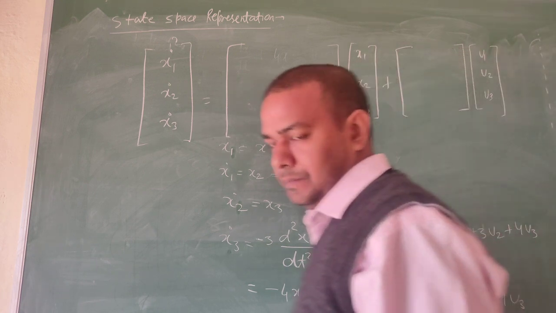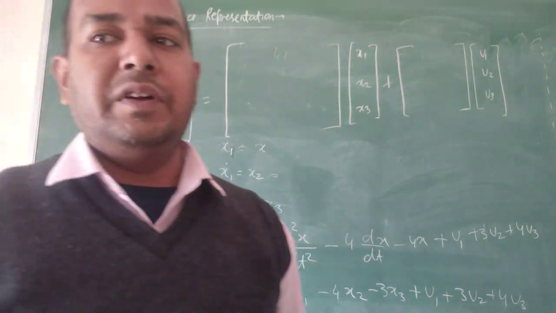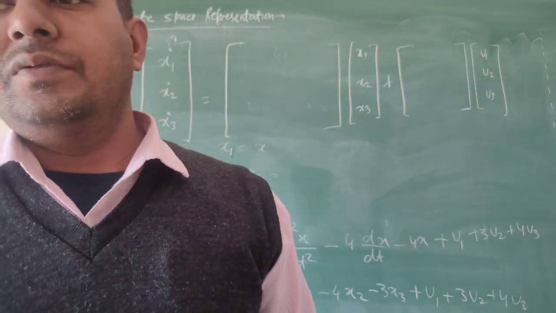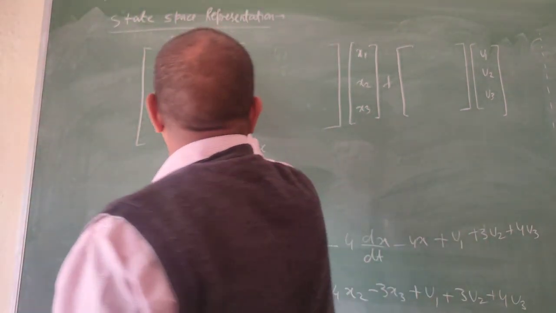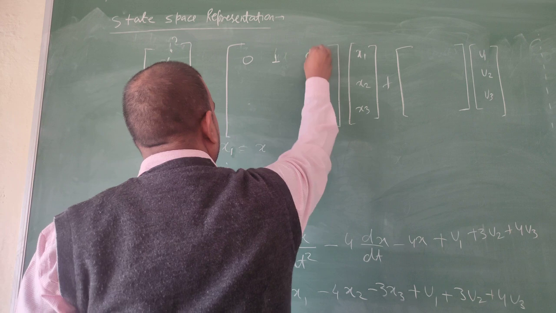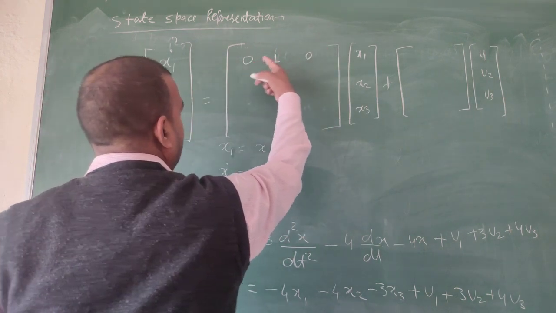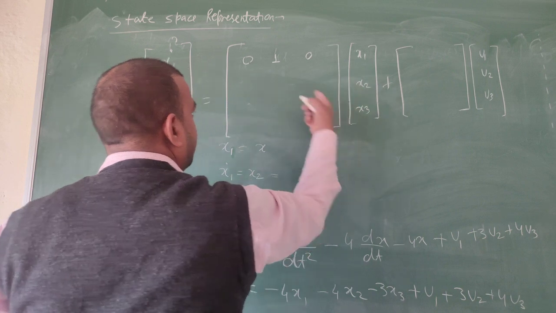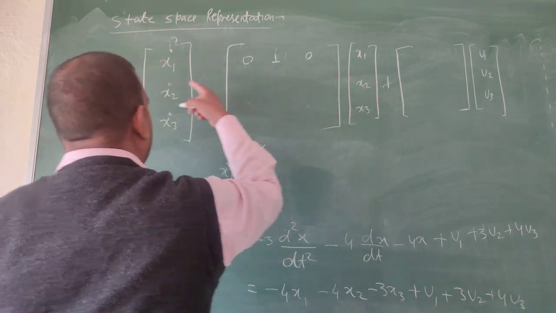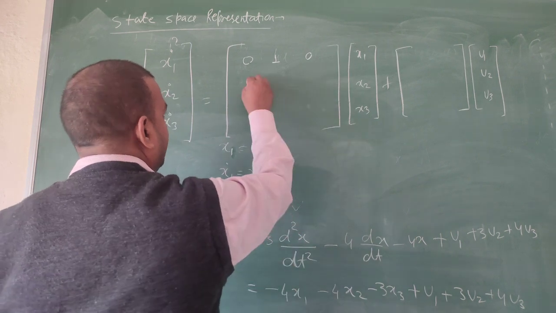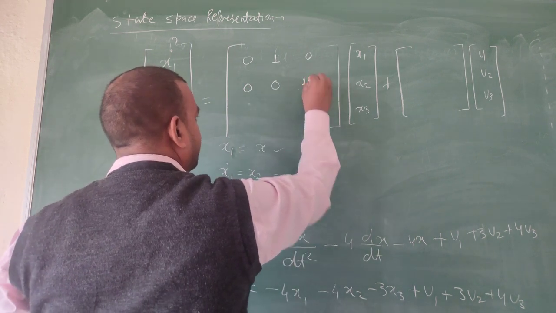So what will we do here? If you are talking about x1 dot, what is x1 dot? x1 dot equals x2. So it will look like 0, 1, 0, so it will be 0 x1, x2, plus 0 x3. This will be x2. And again x2 dot equals x3, so it will be 0, 0, 1.